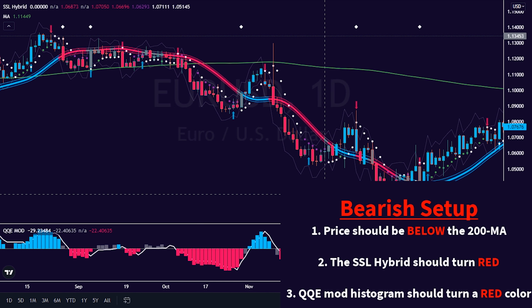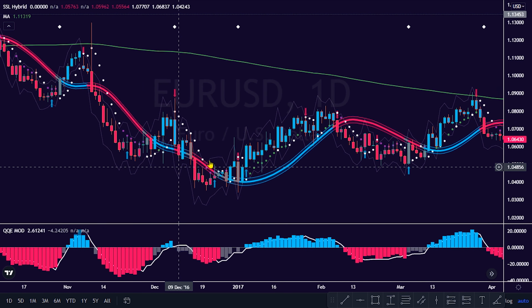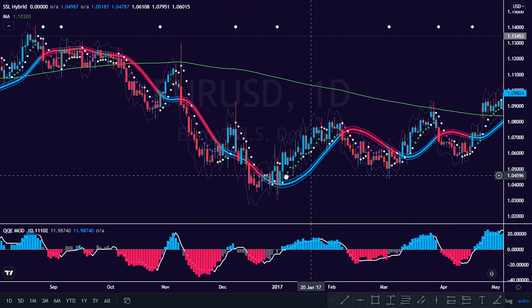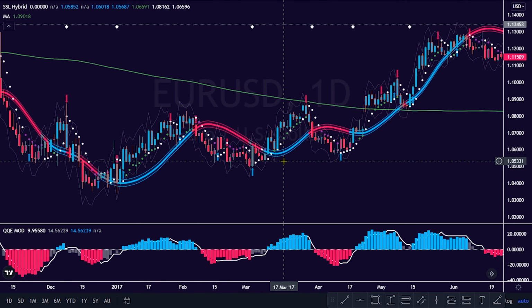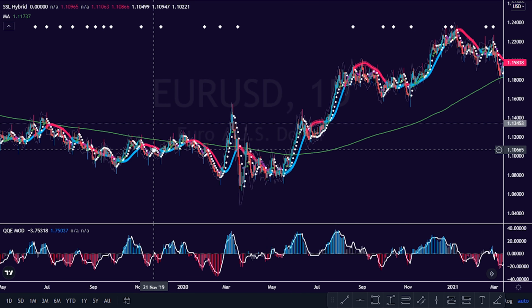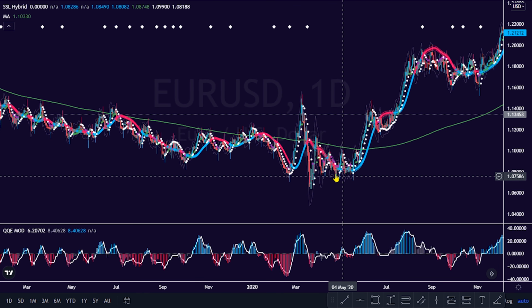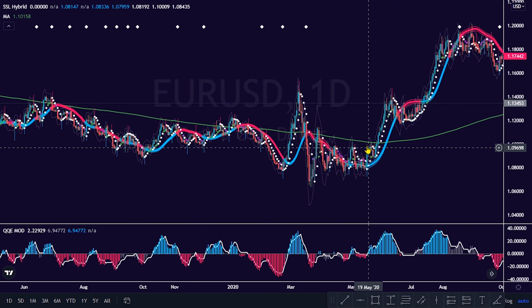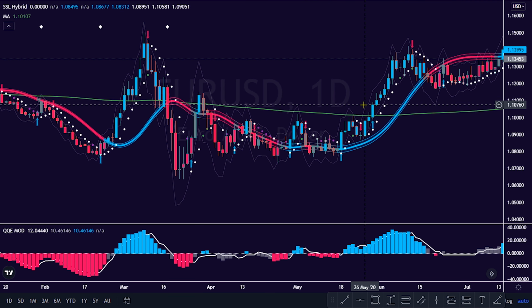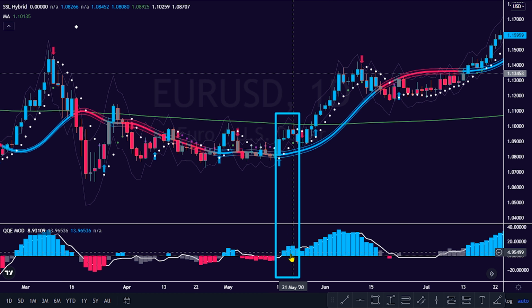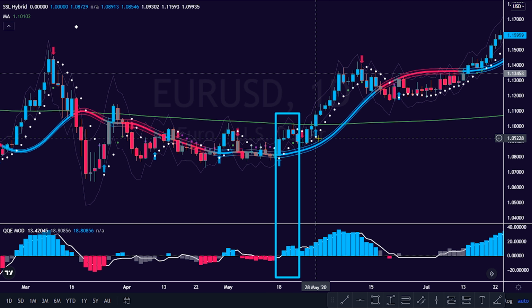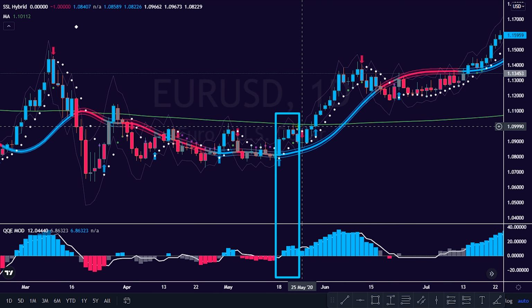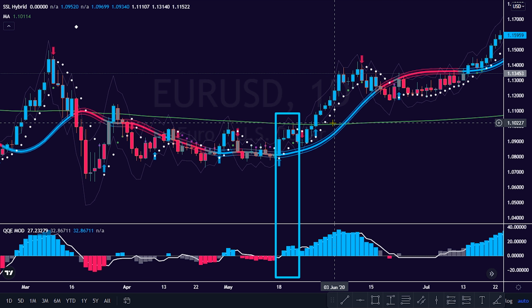Now that we're familiar with the rules guiding this strategy, we can proceed further to learn more about how to combine these 3 trading indicators to formulate a trading strategy in the market. Here's the 4-hour chart of Euro USD. As we can see, price closed above the 200 MA and SSL hybrid line here after a continuous bearish trend. The QQE mod indicator turned blue here. We can see how the SSL hybrid upward arrow formed at the low of the bullish candlestick that closed above the moving average here. This is the formation of a bullish setup trading signal by these 3 indicators.